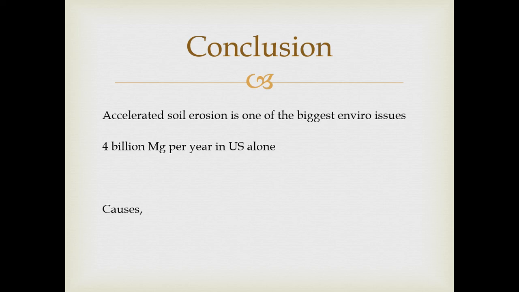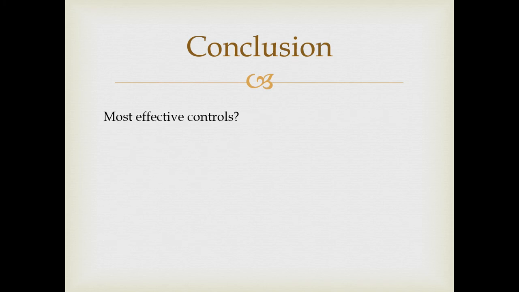So, erosion conclusion. Accelerated soil erosion is one of our biggest environmental issues. Over 4 billion megagrams of soil per year in the US alone. That's about, check our units here, hundreds, thousands, millions, billions, trillions. 8.8 trillion pounds of soil is eroded in the US annually, caused by wind, water, and tillage. So those are kind of our three soil erosion factors and things that we need to manage.